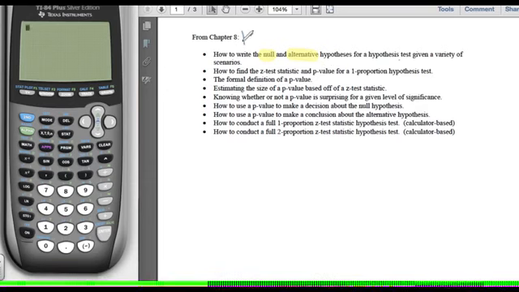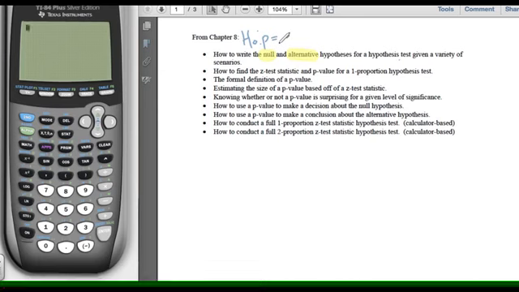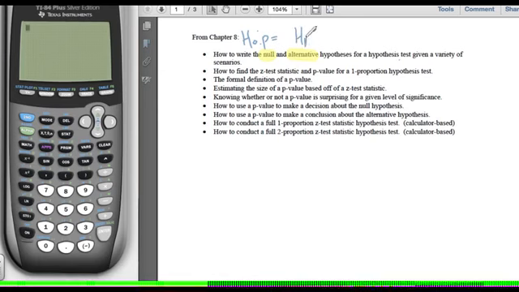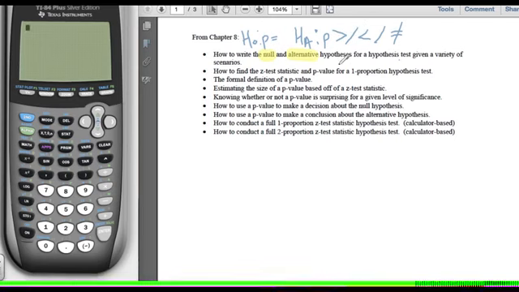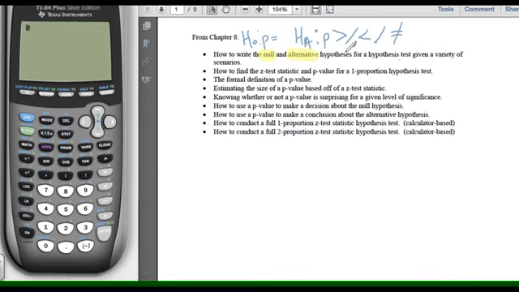So recall, the null is the H0. It always has the form p is equal to some value. The alternative, the HA, is that p is either greater than, less than, or not equal to that same value from the null. You'll know which symbol to use based off of the wording you see given in the problem. This is the first step to a hypothesis test.